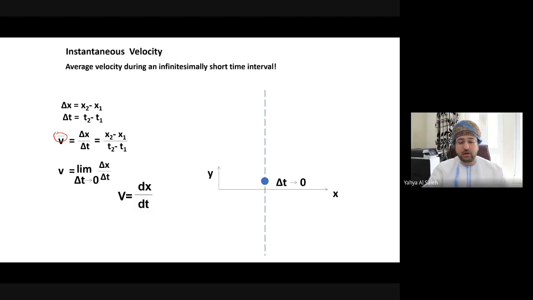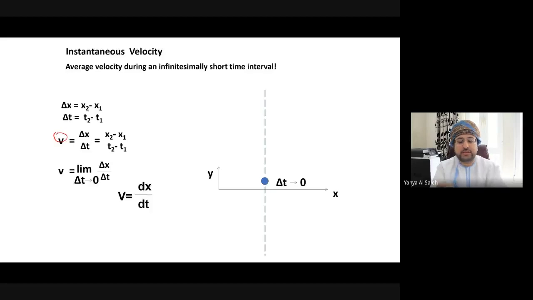Okay, so we started by saying total distance over total time, and then if we reduce the time over and over again until very small, we end up with a differential, dx over dt. We're just starting. We're going to see way, way more of these in sciences. Okay, so dx over dt.